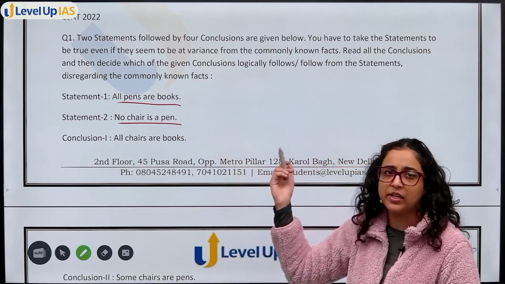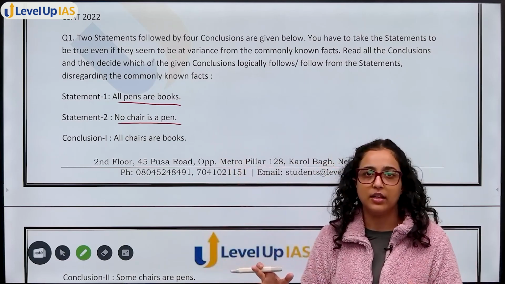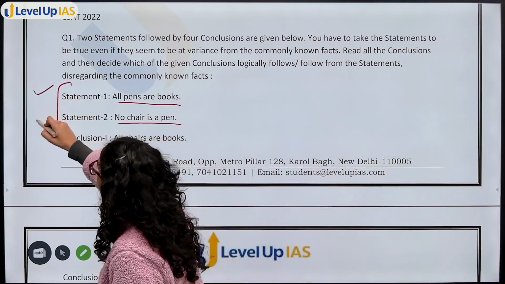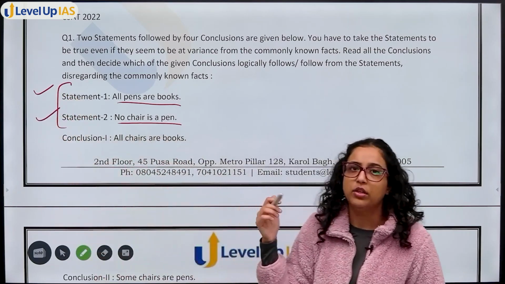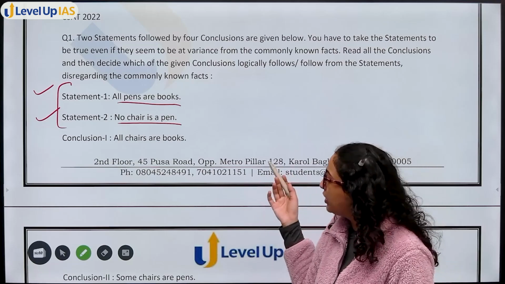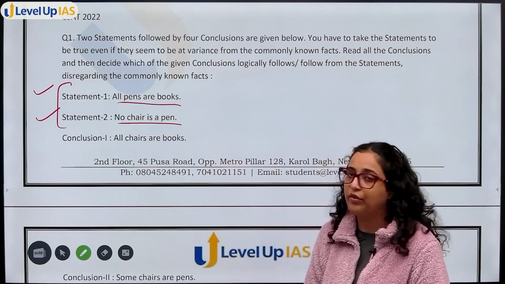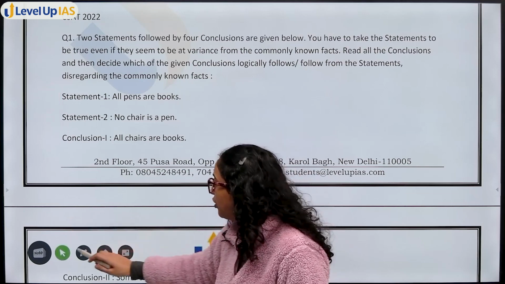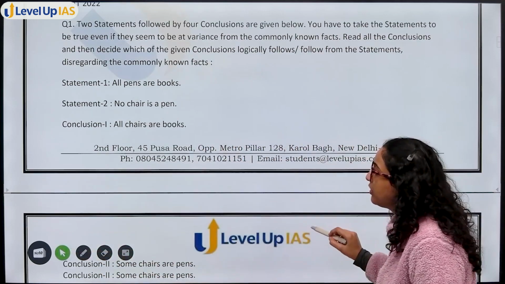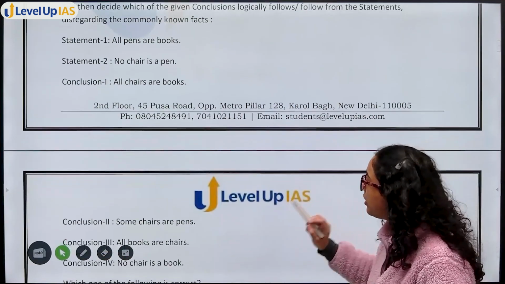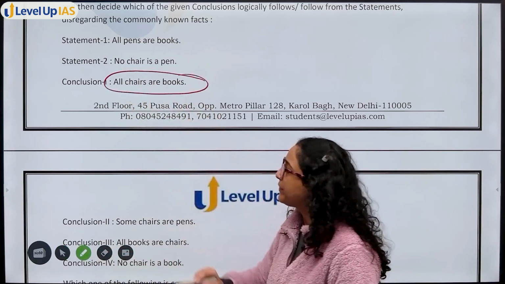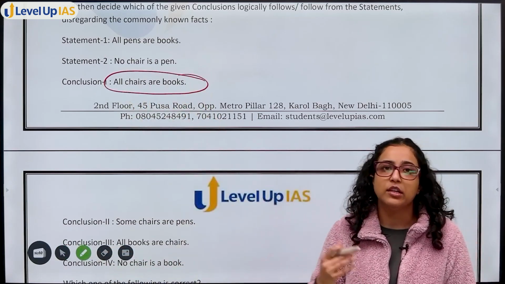Obviously all pens are books. इसमें कोई sense नहीं है, ठीक है? But what we have to do is we have to assume statements to be correct, to be true. Then we have to tell which conclusion follows. Okay. Now, conclusion also, you have two types. Conclusion 1, read conclusion 1. It says all chairs are books. This is a definite conclusion.